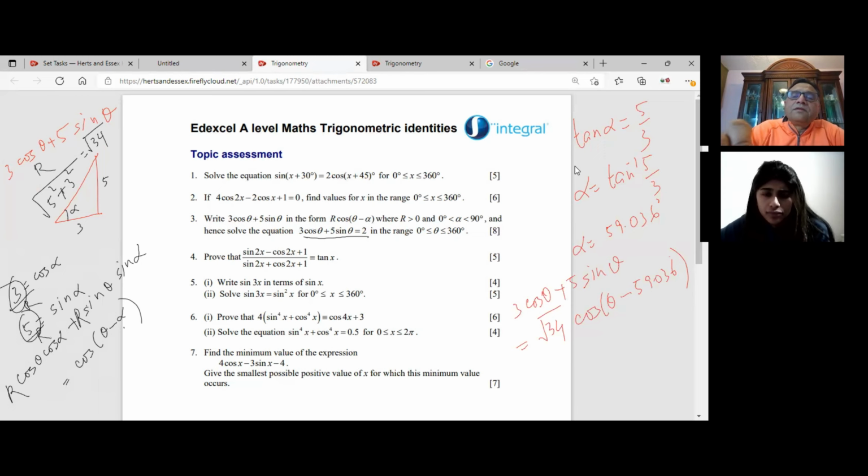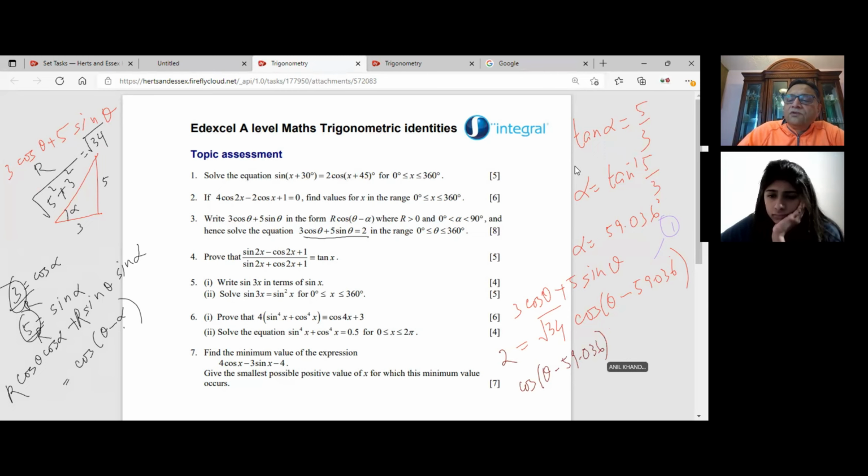Yeah. Perfect. This is 1. And now equate it to 2. Equate this to 2, right? And so we have cos of theta minus 59.036 equals 2 over root 34.